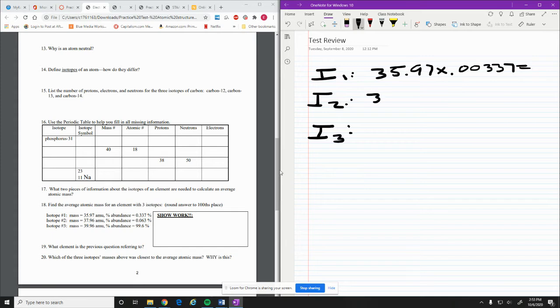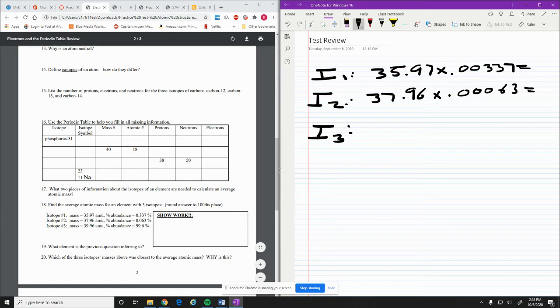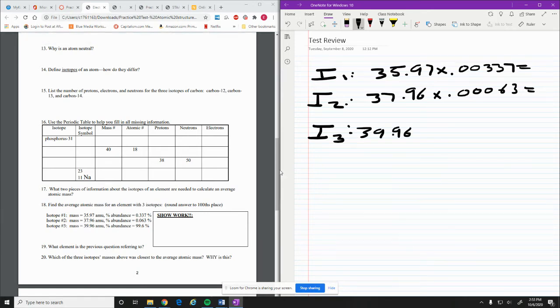I2, 37.96 multiplied by 0.063. You have to add those 2 zeros again. 0.00063 equals whatever that gives me. And then now 39.96 multiplied by, move the decimal place 2 places to the left, 0.996, whatever that equals. All right, now I1, I2, let's figure out what it equals.